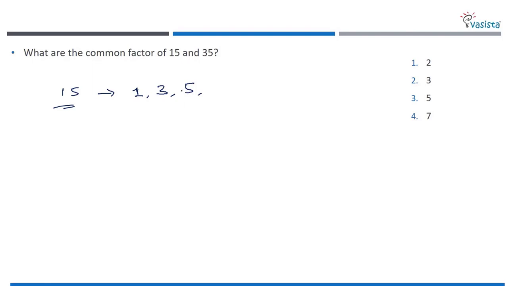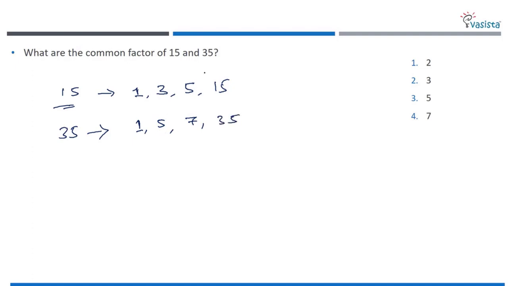6, 7 is not possible. So then go to 15 itself, right? The factors of 15 are 1, 3, 5, 15. Let me check out the factors of 35. The factors of 35 are 1, 5, 7 and 35.